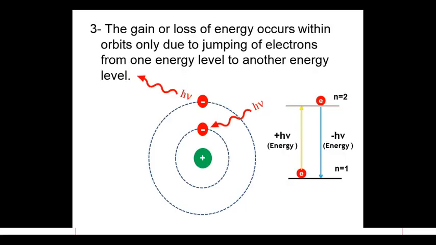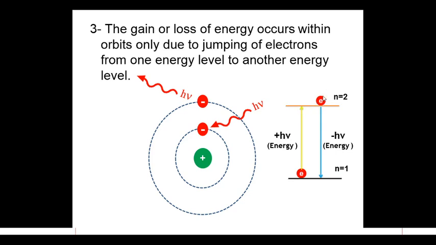Now, when will it gain or lose energy? When there is a jumping of electrons from one energy level to another energy level. Here you can see that the gain or loss of energy occurs only due to jumping of electrons from one energy level to another. See, here you can see an electron in the n equal to 1 shell. Whenever it gets an energy of h nu, it absorbs that energy and gets excited to the higher energy level, that is n equal to 2.